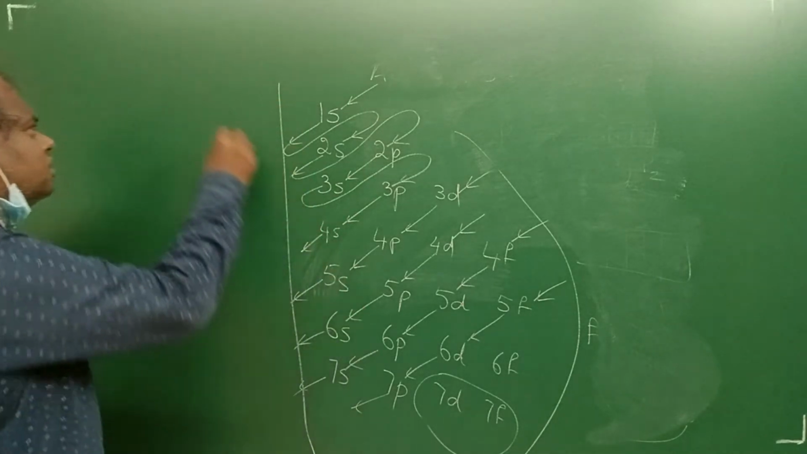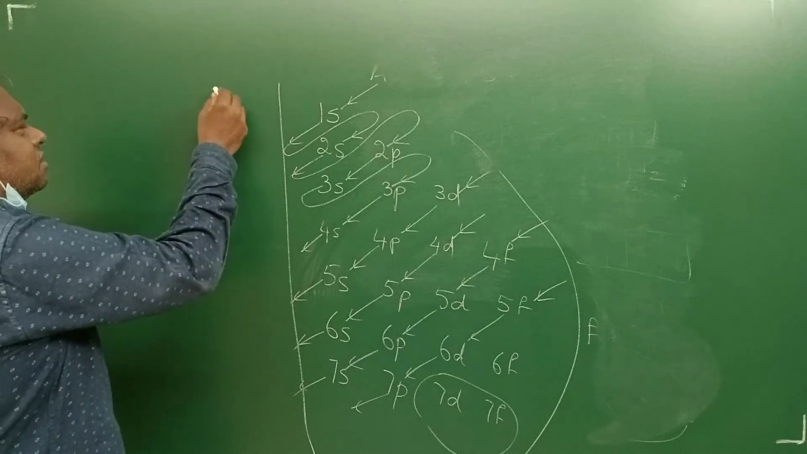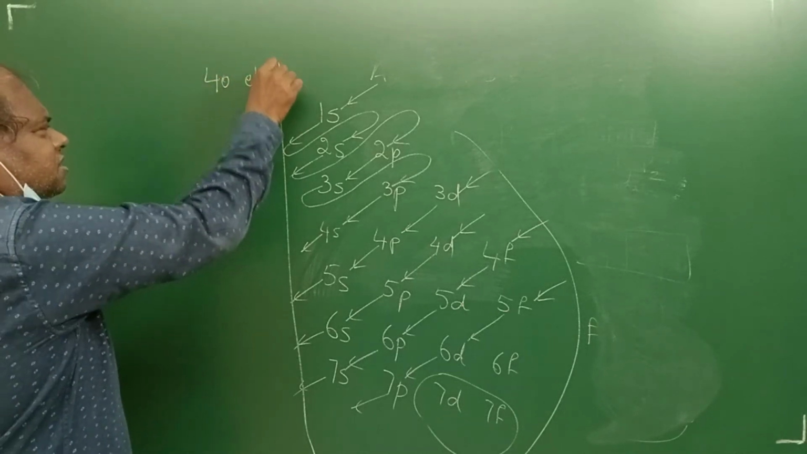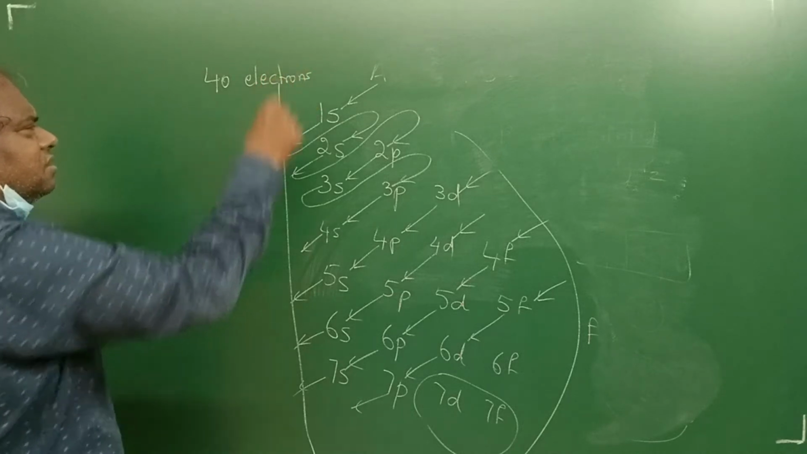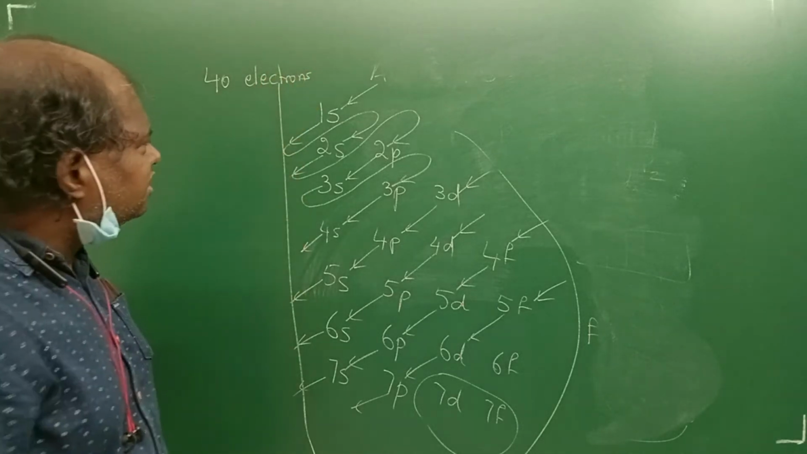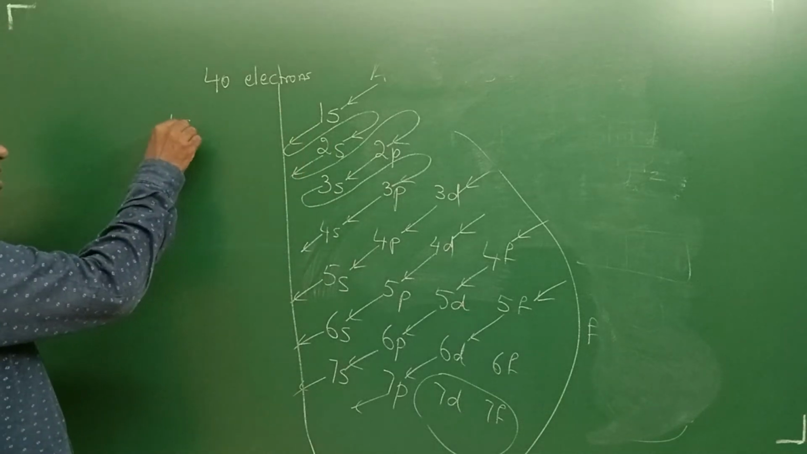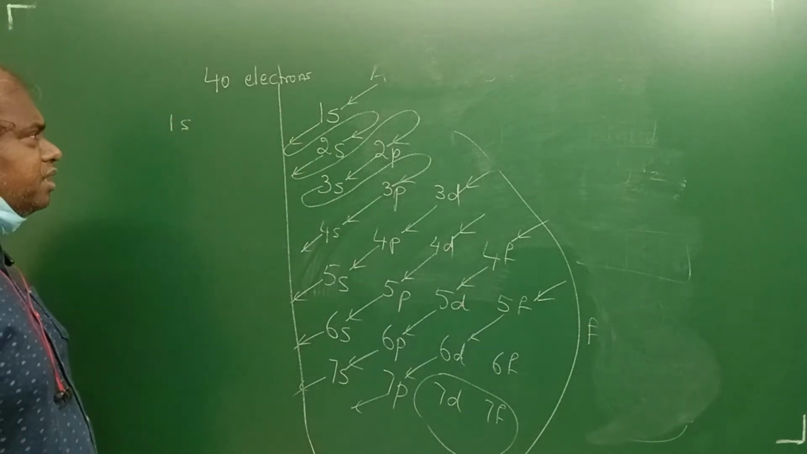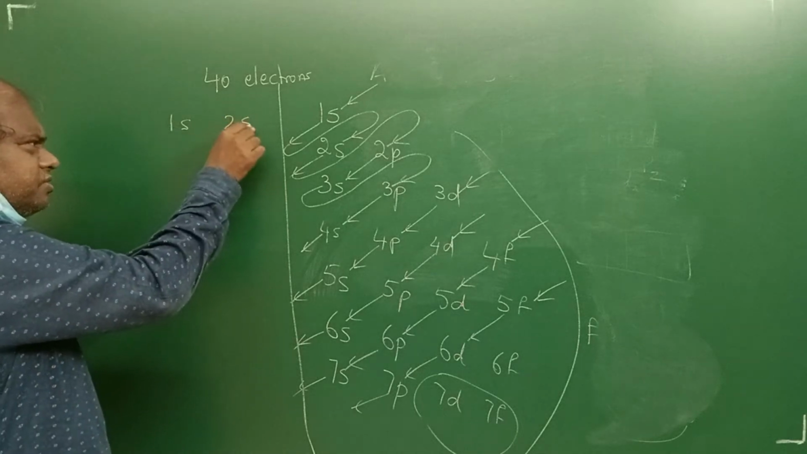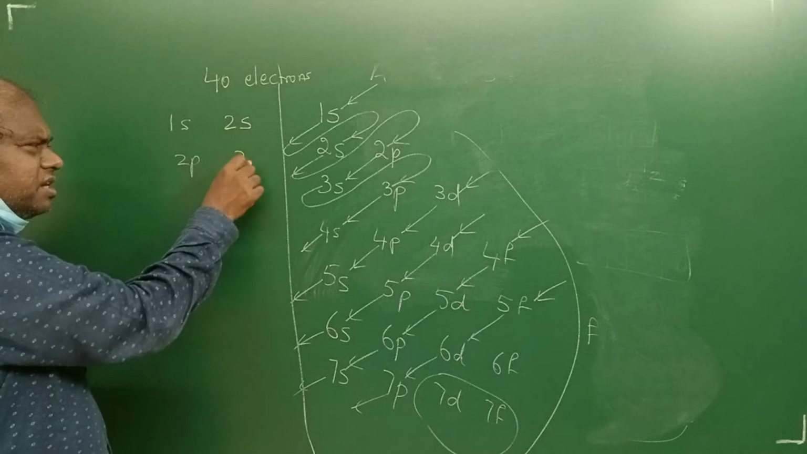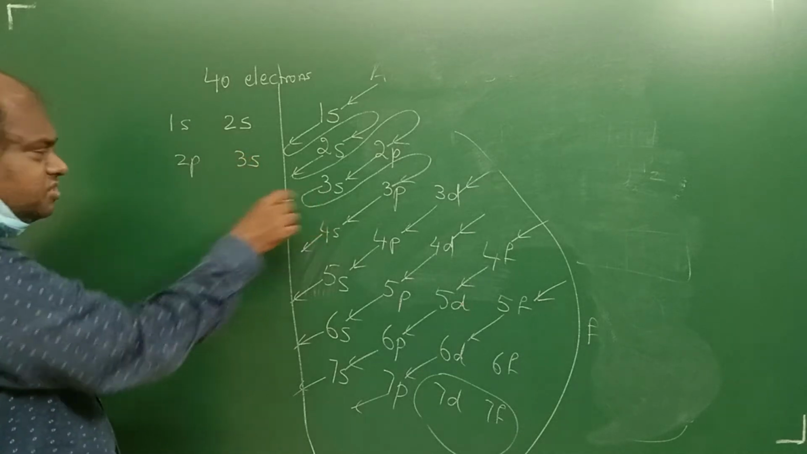Fine. Suppose, students, I have 40 electrons with me. Let's see how to fill them. First I'll fill 1s. Listen to this very carefully, what I'm doing. 1s. Then 2s. Then 2p. Just go by this diagram strictly. Then 3s.